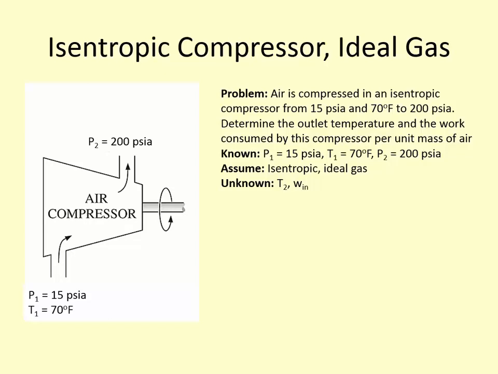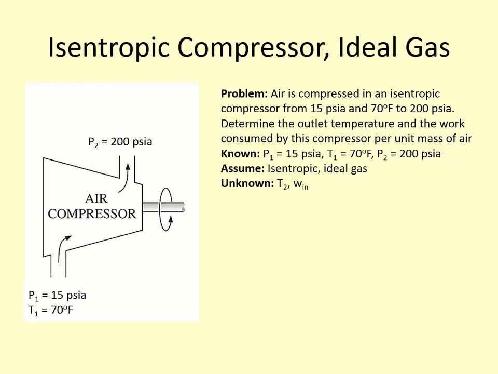Air is compressed in an isentropic compressor from 15 psia and 70 Fahrenheit to 200 psia. Determine the outlet temperature and the work consumed by this compressor per unit mass of air. So work consumed is going to be the minimum work required for these same inlet and outlet conditions, because we're assuming it's isentropic. Making an assumption that it's isentropic does not necessarily mean that it's isothermal, particularly for an ideal gas. Although internal energy and enthalpy depend on temperature only, entropy is not that way. It depends on temperature and pressure and specific volume. So it's not necessarily isothermal, and we'll find it won't be isothermal in this case.